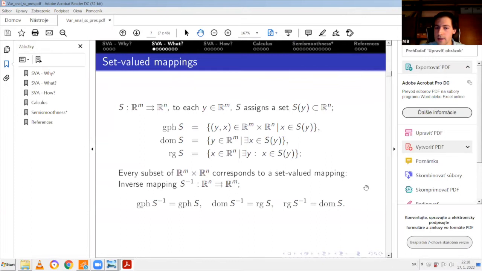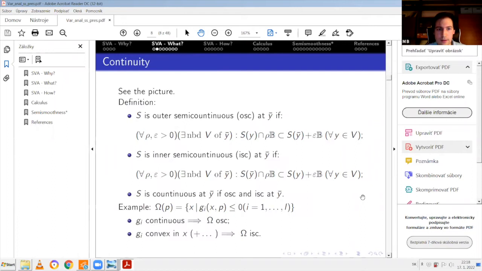it's defined. Maybe I am missing a definition here. Simply, to X it assigns all Y such that X belongs to S of Y. So again, the graph of the inverse mapping is the same as the graph of the normal mapping. The domain of the inverse is the range of the original mapping, and the range of the inverse is the domain, right? And basically those two are simply projections of the graph, right? So it's very, very intuitive and very simple.